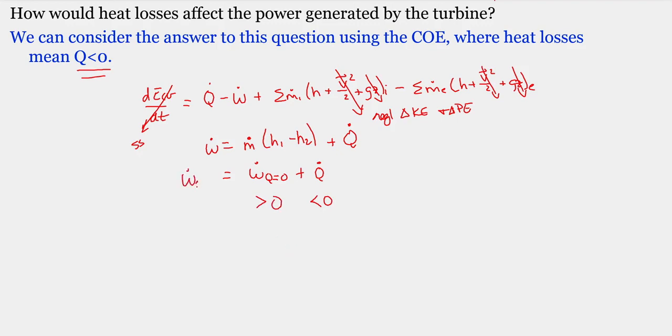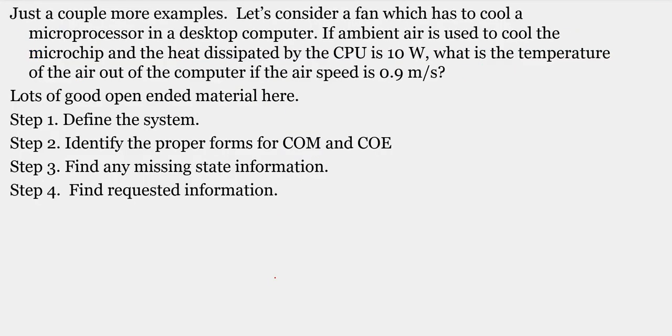So we know that the work transfer associated with a turbine that experiences heat losses is less than the work transfer for an adiabatic turbine. So it makes good sense. If we expend some of our energy in heat transfer, we don't have that energy available in work transfer. So again, the heat losses are a negative impact on the power out of the turbine. Okay, so we're going to take a look at one more example before we move on to some additional concepts.